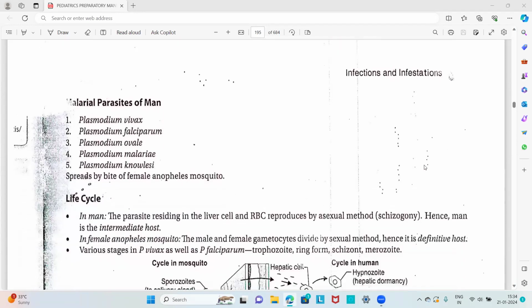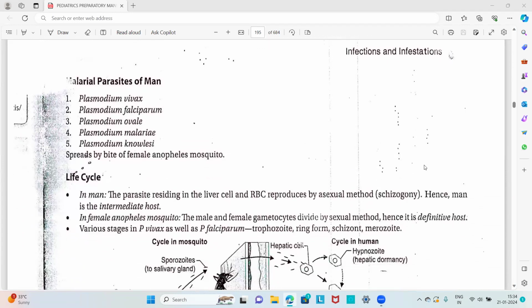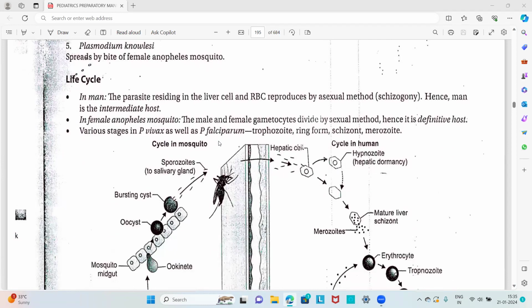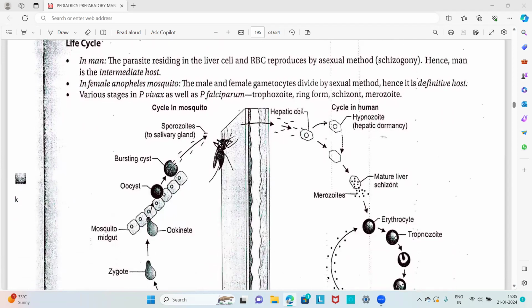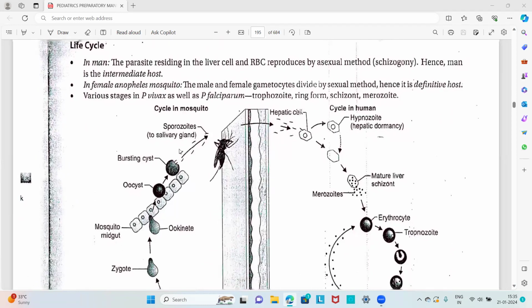These are the 5 malarial parasites of man: Plasmodium vivax, Plasmodium falciparum, Plasmodium ovale, Plasmodium malariae, and Plasmodium knowlesi. These 5 malarial parasites infect man, and it spreads by the bite of the female Anopheles mosquito, that is the vector. Then, some data about the life cycle of the Plasmodium.